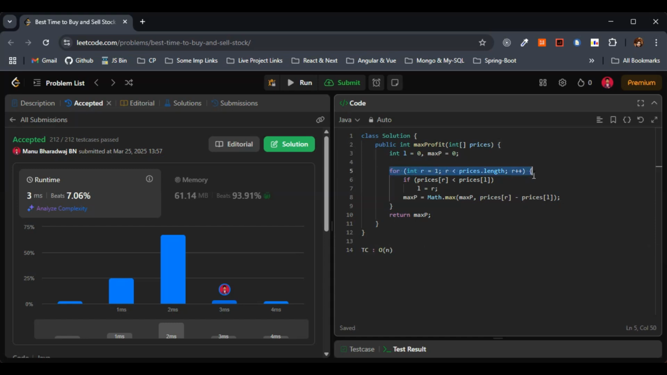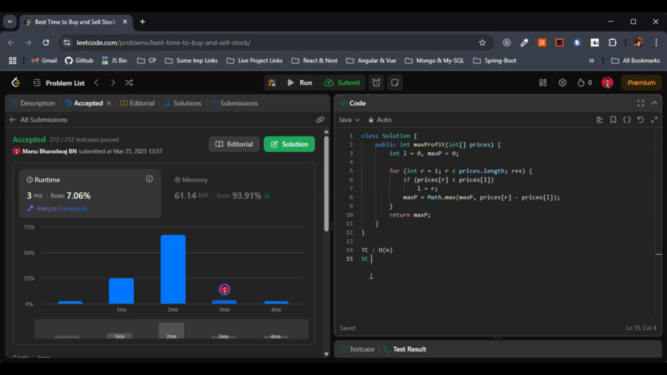You can clearly see here, we are traversing through the array once using R and L, right? R and L, what it does here: L updates only when a lower price is found. So overall, the time complexity here would be big O of n.